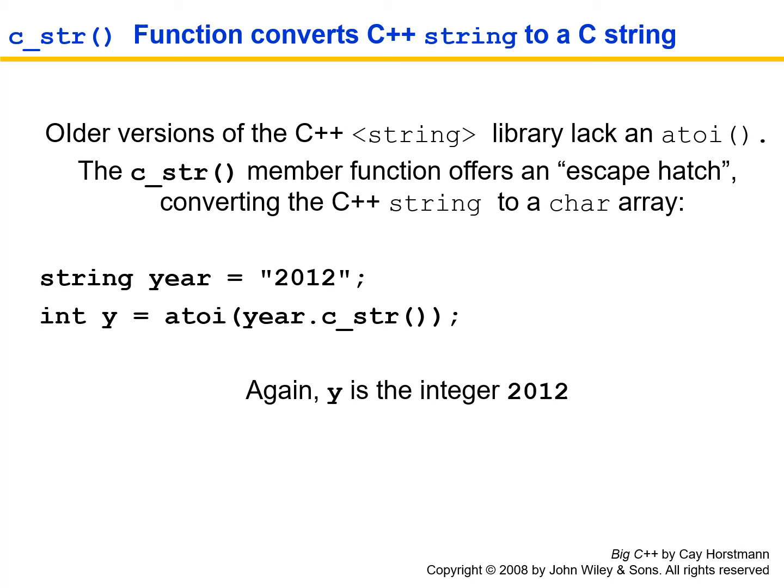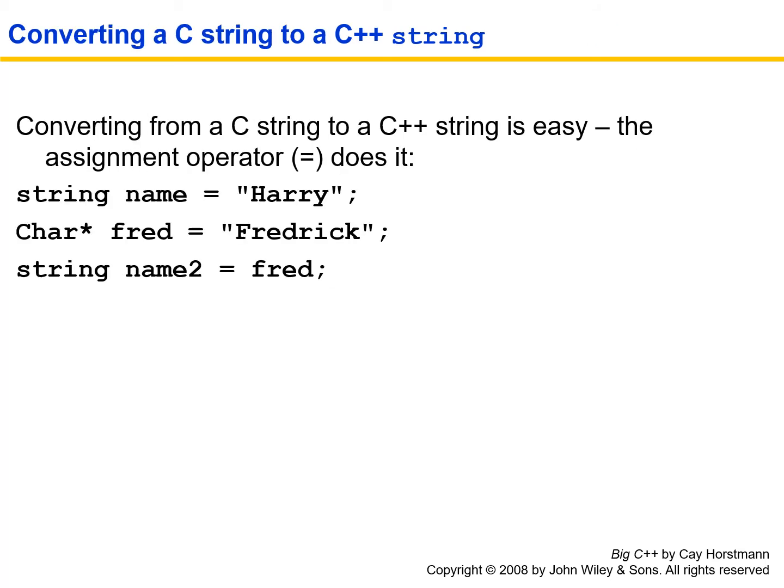You can use any of these C string functions by getting the C string equivalent of a C++ string. So if we have a C++ string called year, we can call its member function .c_str, which is read as .c string, and that will pull out the C string equivalent of that string. Okay. To convert from a C string to a C++ string, going the other direction is also easy. The assignment operator does it automatically. So if we have char star fred equals "Frederick", then all we have to do is say string name2 equals fred, and that conversion is done automatically.